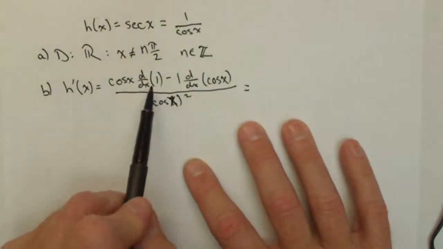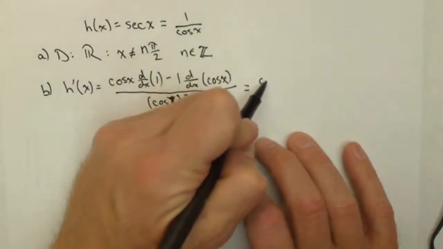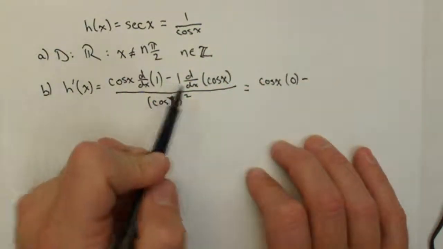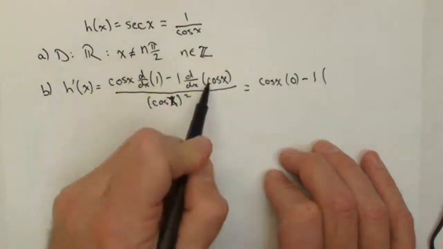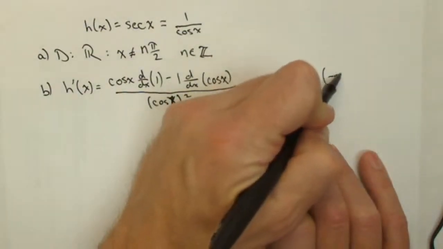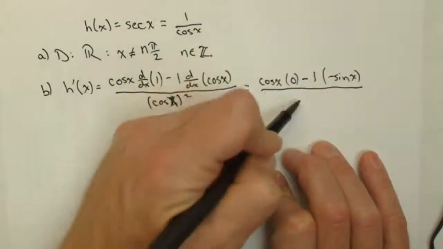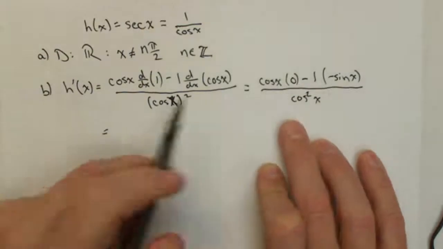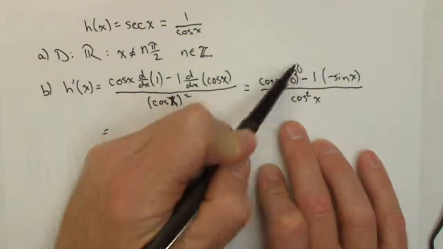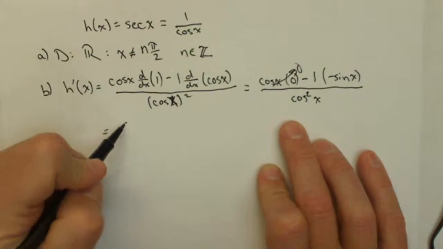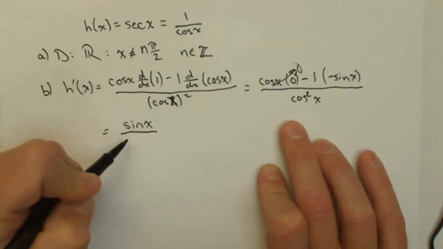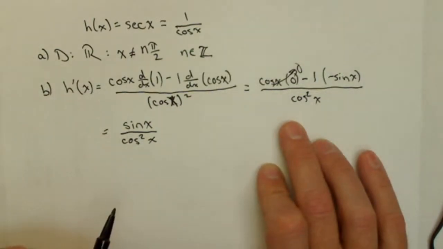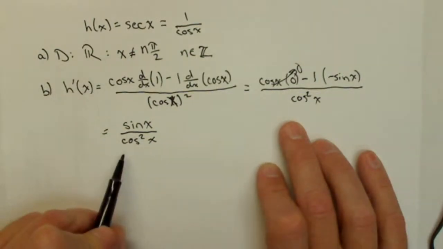Okay, so we got some easy derivatives here. The derivative of 1 is just 0, so we end up with cosine of x times 0 minus 1 times the derivative of cosine x, which is negative sine x, all over cosine squared x. Now that gives us, well, this here is just product is 0, and a negative times a negative is going to give us a positive sine x on top and a cosine squared x on bottom, and there is our derivative written in terms of sine and cosine.